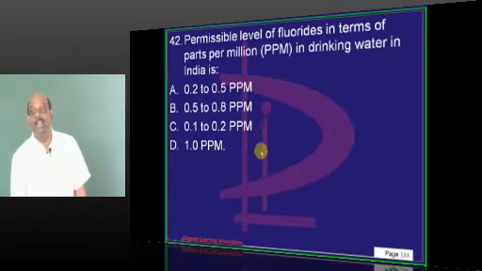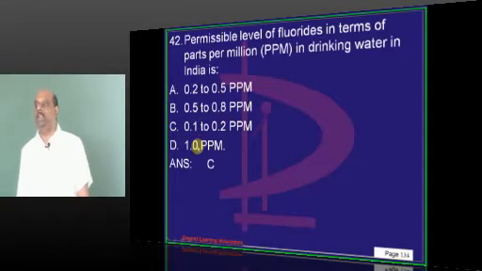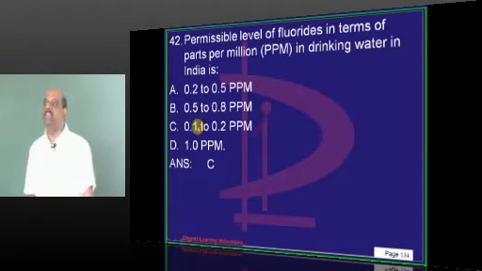Now, permissible level of fluoride is how much, doctor? What is the lucky number? Ramakrishna is not committing. Jaldi bolo bete. 0.5 to 0.8 is wrong. It is 0.1 to 0.2. The points have changed, doctor.